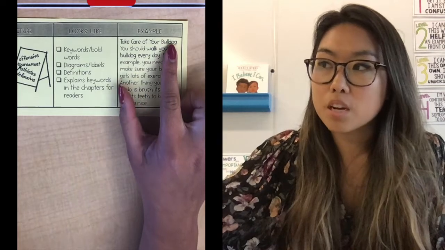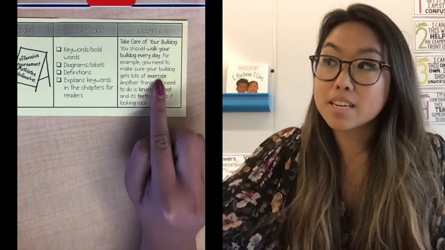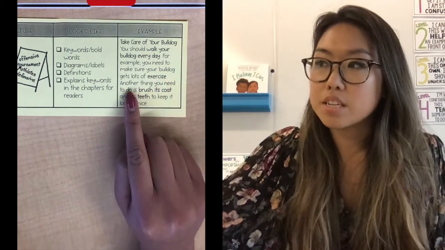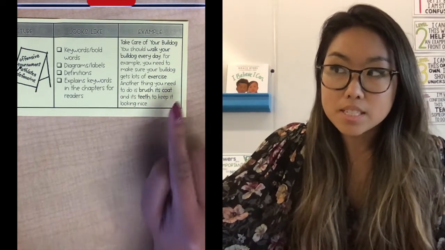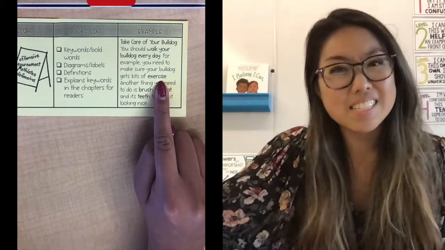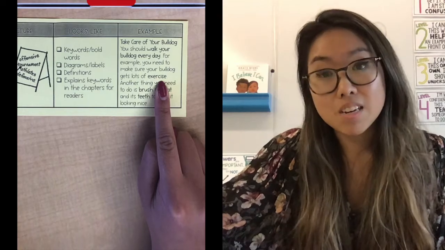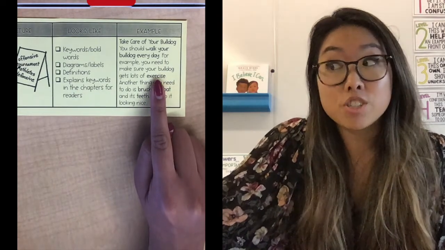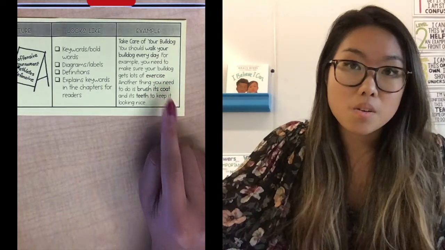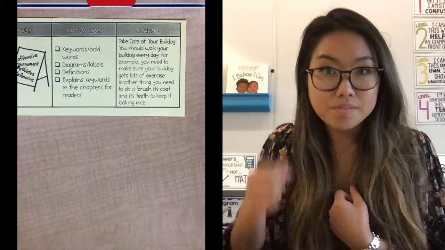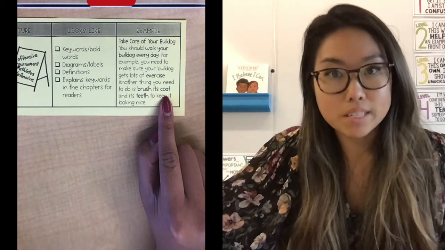Take care of your bulldog. You should walk your bulldog every day. For example, you need to make sure your bulldog gets lots of exercise. Another thing you need to do is brush its coat and its teeth to keep it looking nice. Notice they use exercise as a word instead of walking or running or going outside. They're talking about exercise. Think about, could you explain what exercise is? Thinking about coat. We're not thinking about a coat like a jacket. And the author didn't say fur, but they're really using some words that show they're an expert on the topic.